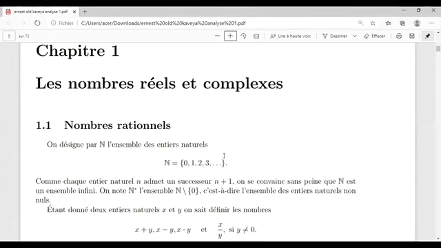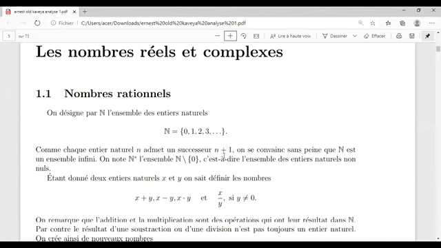Okay, so our first chapter, we'll be looking at Nombre, Réel, et complex.